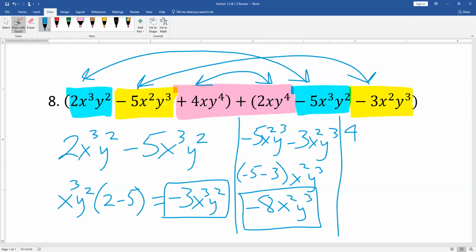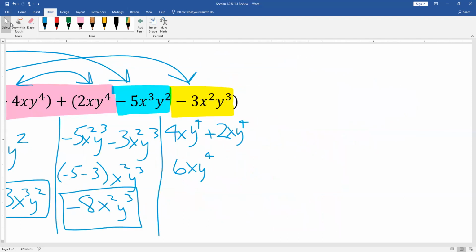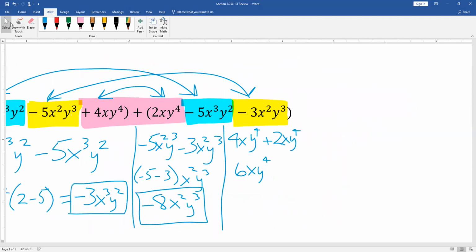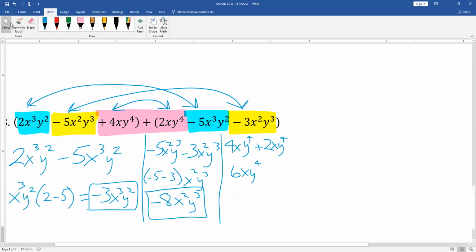All right, so this one is 4xy to the power 4 plus 2xy to the power 4. And again, we're combining the 4 and the 2. So 4 plus 2 is 6. So 6xy to the power 4. So I think I've used up, well, I got a little room over here. So now you just combine them.